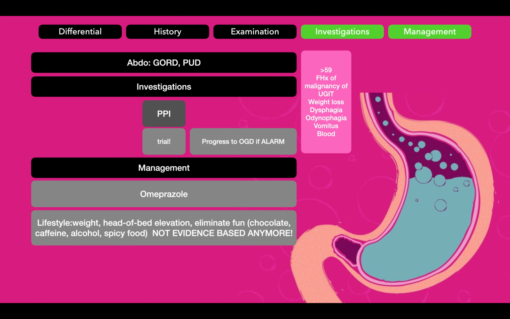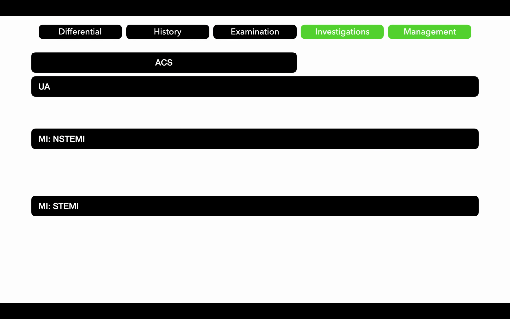You're going to give them omeprazole and lifestyle advice, so they need to monitor weight, and elevate the head of the bed to make sure they're upright so they're not supine. But eliminating some of the fun stuff like chocolate, caffeine, alcohol, and spicy foods, unless they're known triggers, is not particularly evidence-based according to BMJ Best Practice.